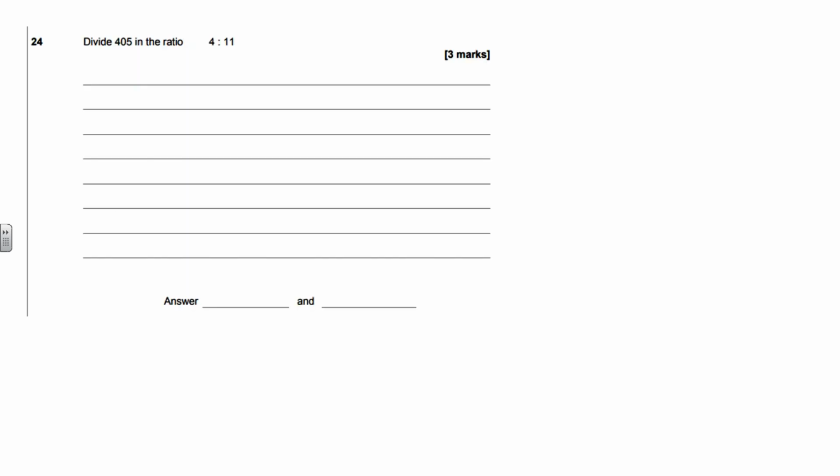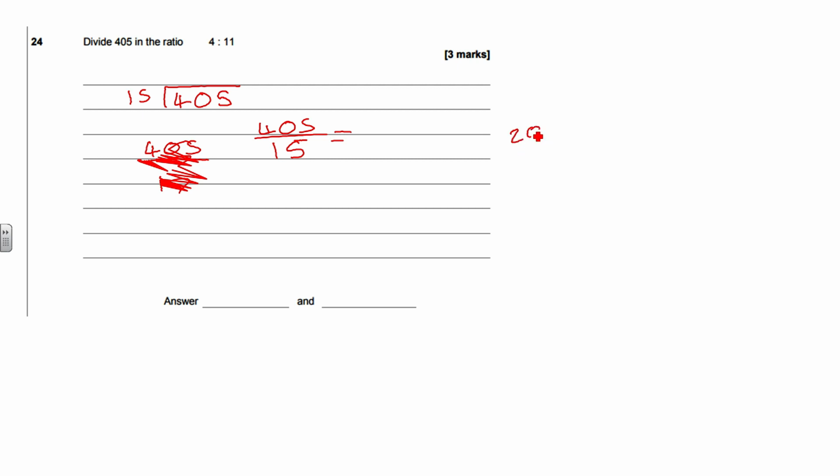Question 24. Divide 405 in the ratio 4 to 11. Okay, that would be a really nice question if it was on a calculator paper. So I've got to divide 405 by 15. Now, if I've got to divide 405 by 15, rather than using the bus stop method, I think what I'm going to do is start by using what I call the simplifying method. So if I've got 405 and 15, I know that they're both in the 5 times table.